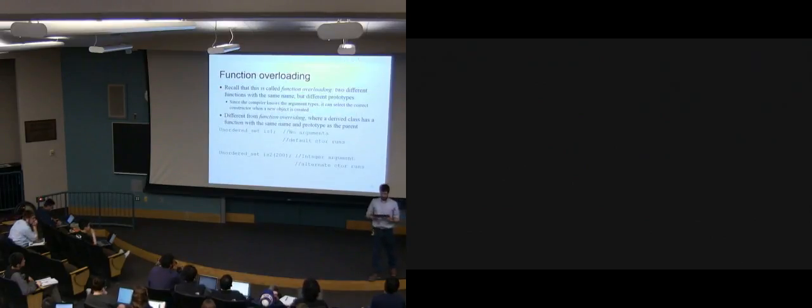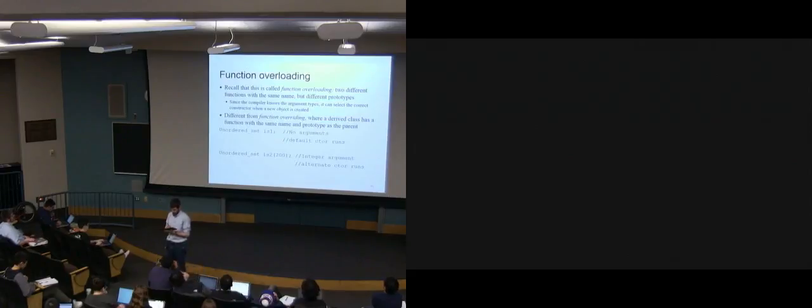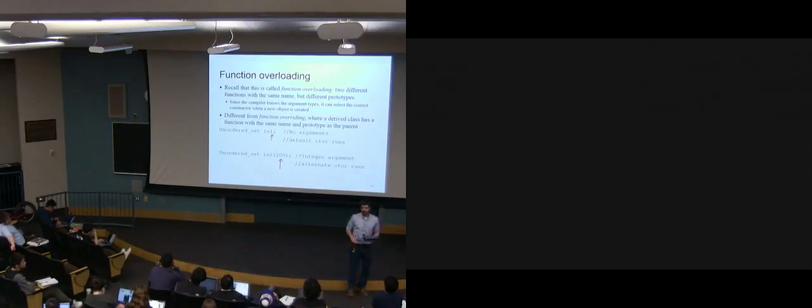Let's use a little function overloading. Remember that function overloading is two functions with the same name but different prototypes. That's like this. We can create an unordered set with no arguments. That's the default constructor. We could also make an unordered set with an input. That's where the alternate constructor runs. Reminder, when you create an unordered set, exactly one constructor runs. We get to pick which one.